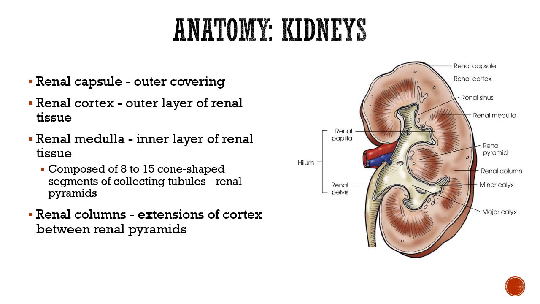So we want to look at the renal capsule, which is the first part, the outer covering. Secondly is the renal cortex. That's the outer layer of the renal tissue. There's the renal medulla, which is the inner layer of renal tissue. It's composed of 8 to 15 cone-shaped segments of collecting tubules that are called renal pyramids. And here's the renal pyramids. There are renal columns, which are extensions of the cortex between the renal pyramids too.